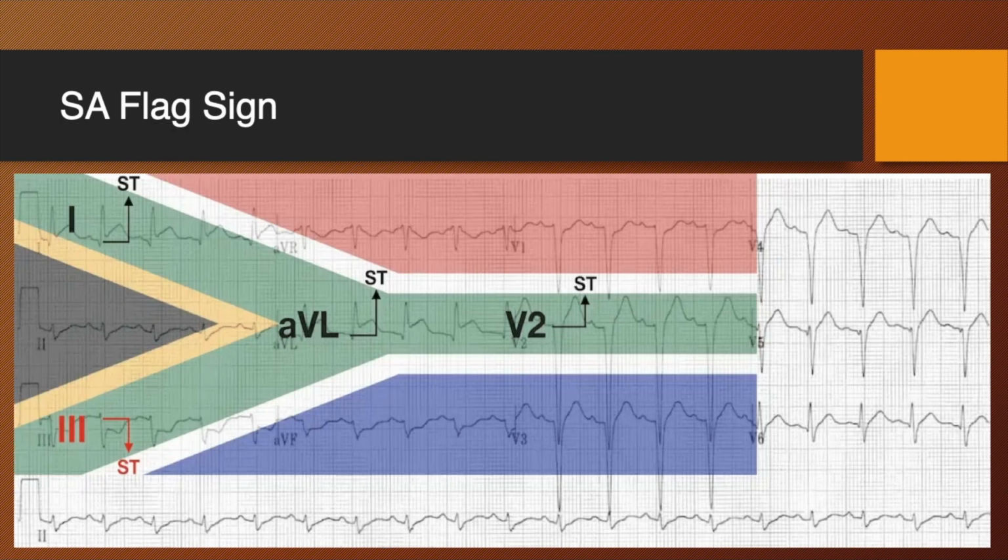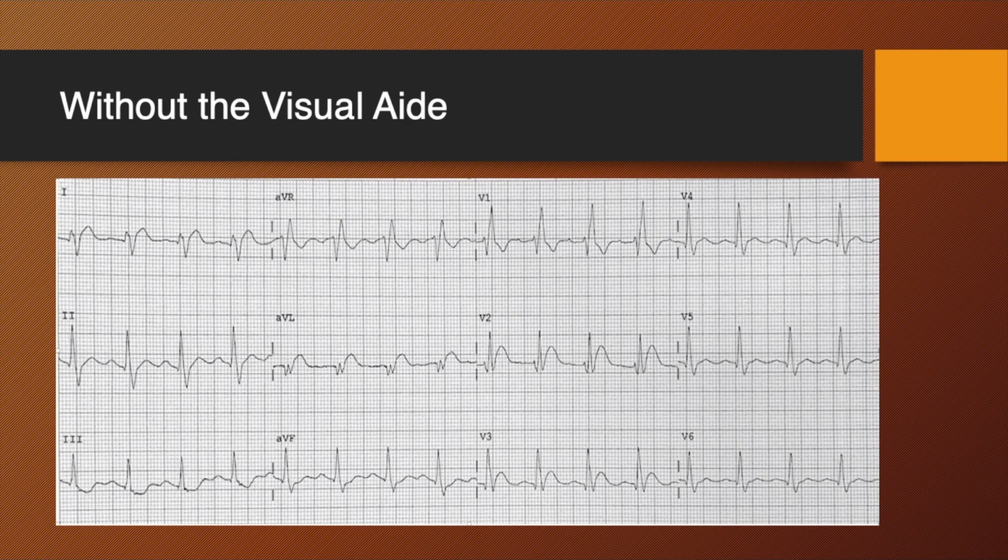All right, so I've taken an ECG, I've superimposed the flag. So again, ST elevation can be subtle or pronounced in lead 1, ST elevation in AVL, and ST elevation in V2, with ST depression in 3. So let's go ahead and take the flag away. All right, so we take a look at lead 1.